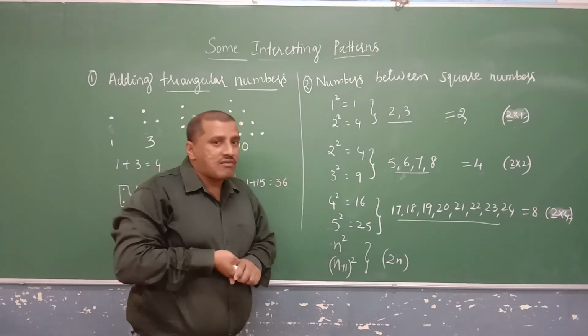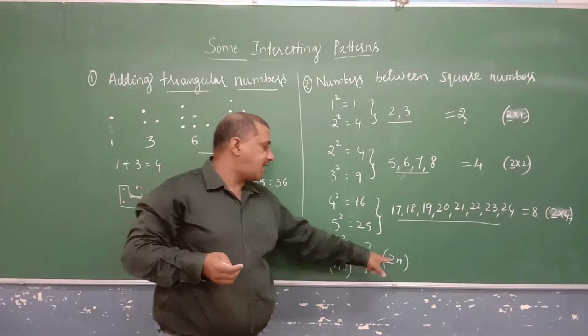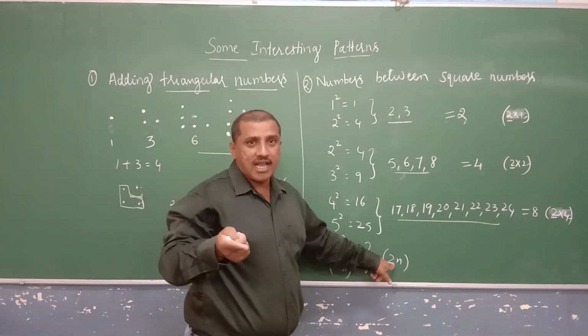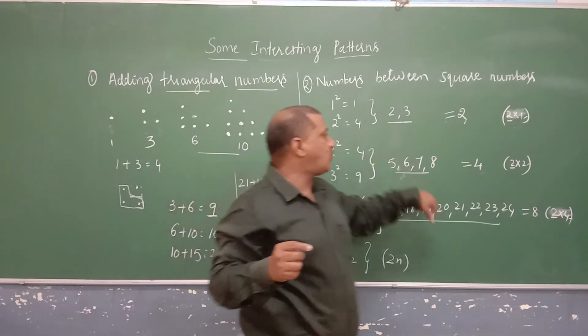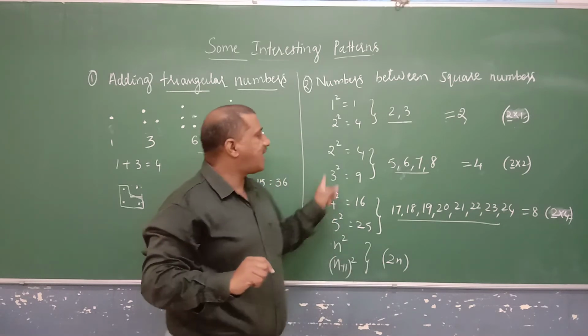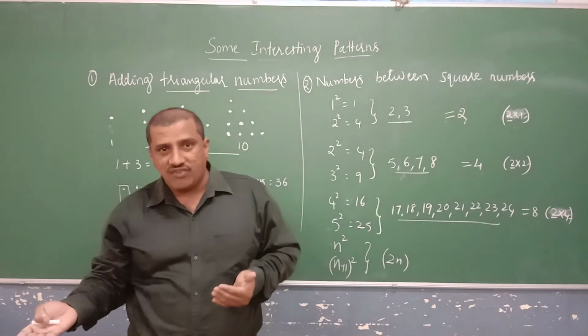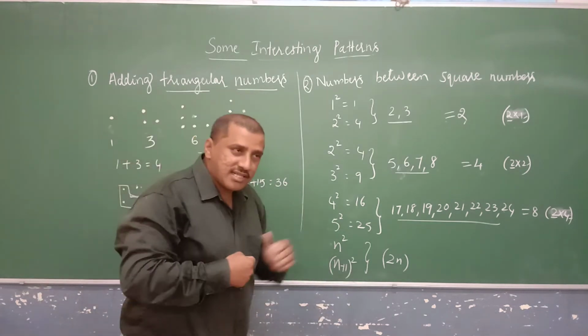So how many non-perfect square numbers are there between n square and (n plus 1) square? It is 2n, twice the value of n. If n is equal to 2, we will get 2 into 2, 4. If n is equal to 3, we will get 2 into 3, it is 6. If n is equal to 5, how many will we get? 2 into 5 is 10. Now, I hope you understand this.